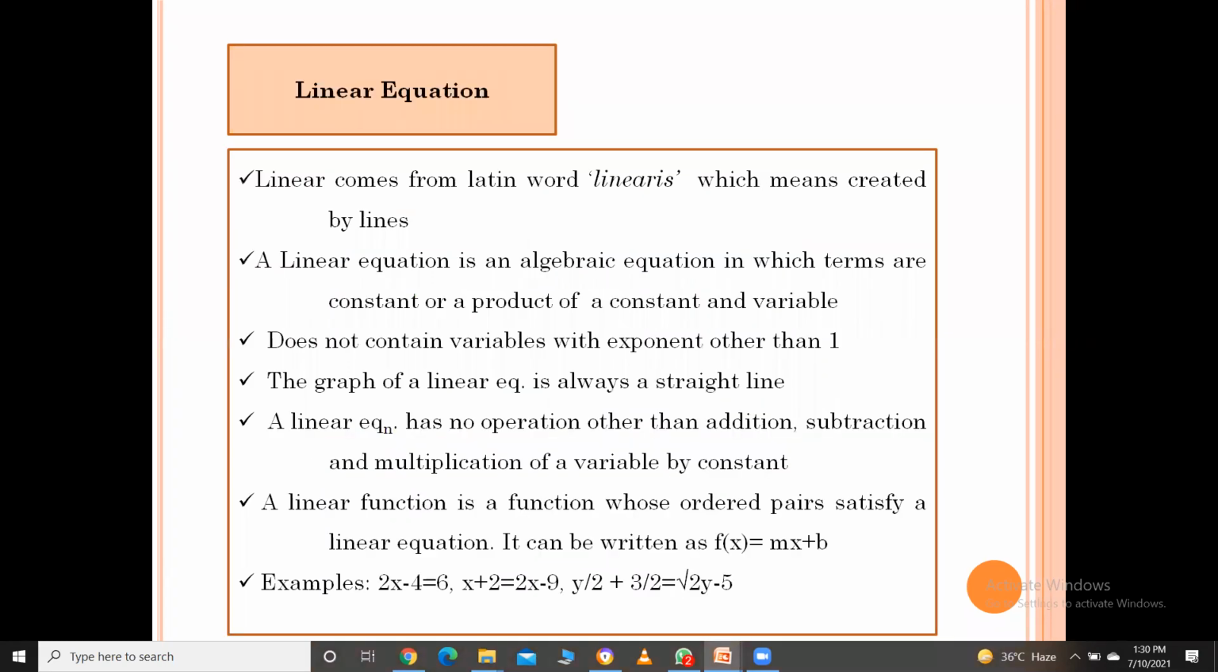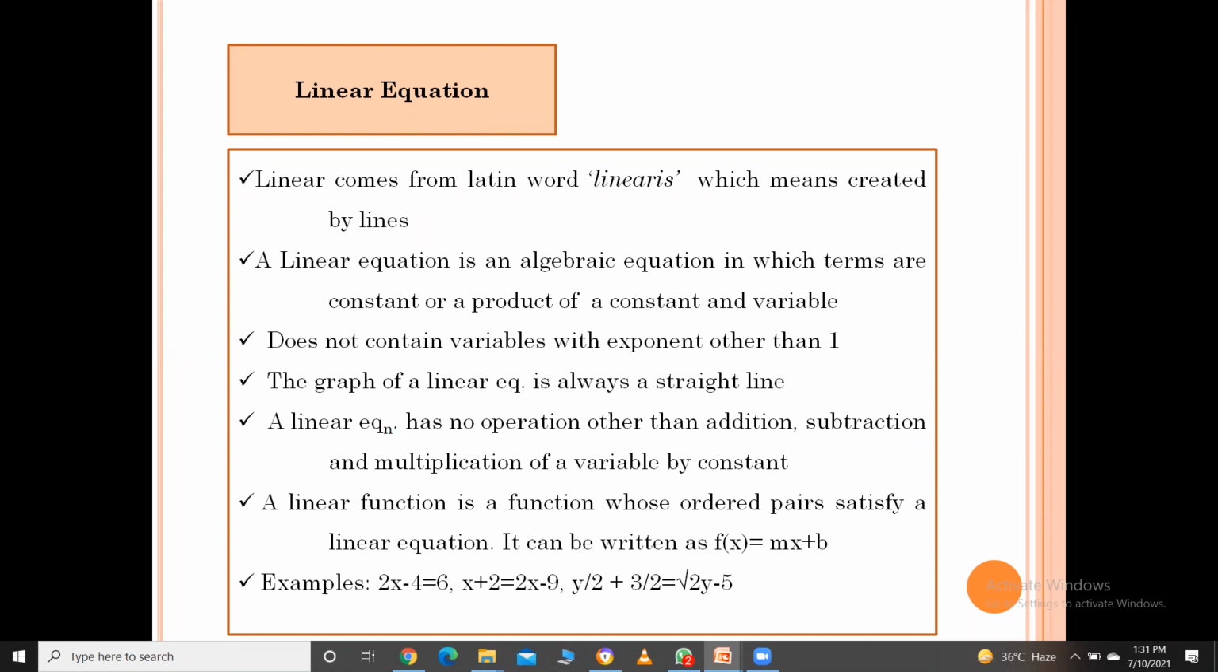Now, what is a linear equation? The word linear comes from the word linearis, which means created by lines. A linear equation is an algebraic equation in which terms are constant or a product of a constant and a variable. It does not contain a variable with an exponent other than 1. The graph of a linear equation is always a straight line. A linear equation has no operation other than addition, subtraction, and multiplication of a variable by a constant.